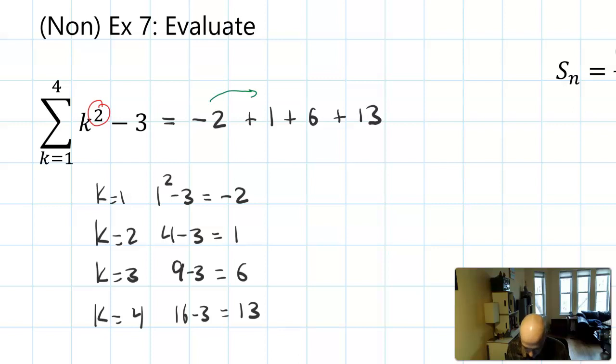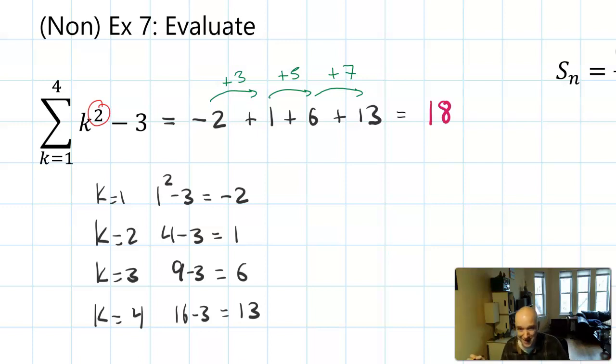So the difference from -2 to 1 is a plus 3. But from 1 to 6, oh no, that's a plus 5. And from 6 to 13, oh, that's not even a plus 5. That is a plus 7 to go from 6 to 13. And maybe it appears to be like a pattern in the differences, but it's not a constant common difference. So you can't use the arithmetic series formula. The best thing you can do in a case like this where you have an exponent, it's not linear, is just add the terms up the long way, or use your calculator.